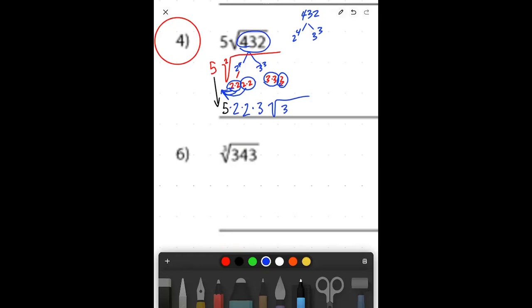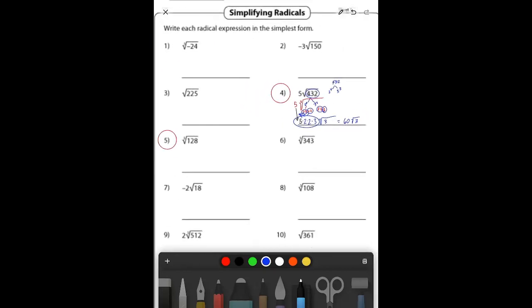So now I'm almost done. All I have to do is multiply these numbers together. So 5 times 2 is 10. 10 times 2 is 20. 20 times 3 is 60. So this simplifies to 60 times the square root of 3. Okay? All right. Now, I'm going to move on and try another one.